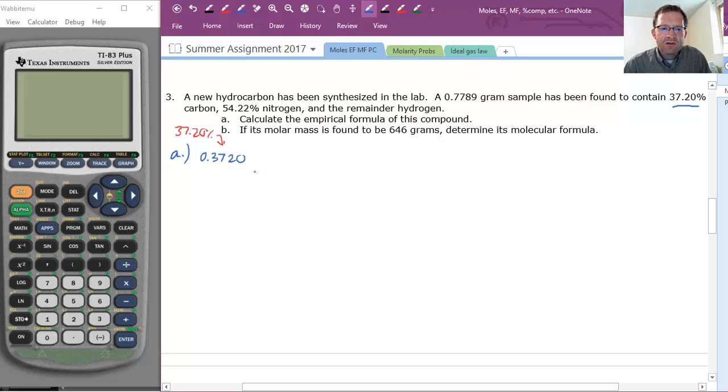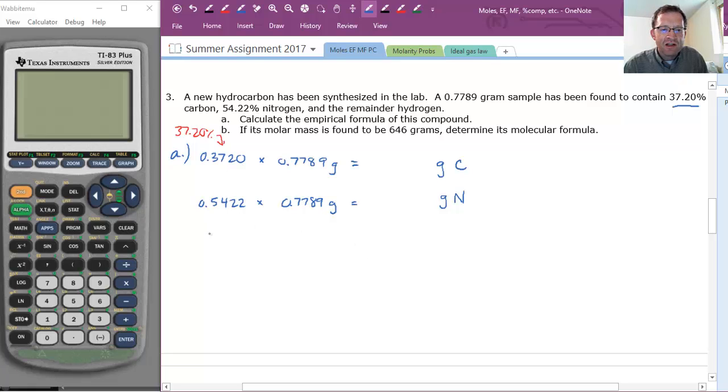So 37.20% is 0.3720. And that we need to take times our 0.7789 gram sample of compound. And that'll tell us how many grams of carbon there are in the compound. Okay? And then we know what to do with that. We've done that already. We're going to do that in just a moment, and we'll go ahead and work the math out. We also have 54.22%, which is written here as a decimal, of our sample, which is still 0.7789 grams. That's our nitrogen, so that'll tell us how many grams of nitrogen there are.